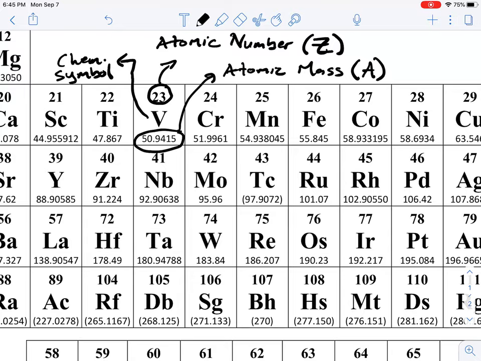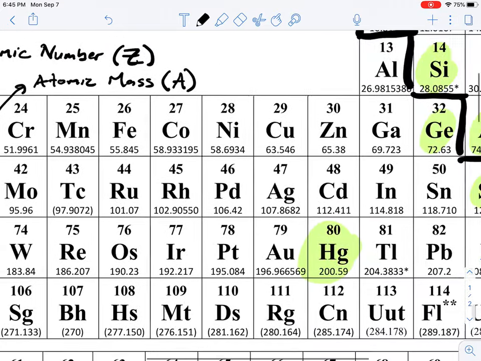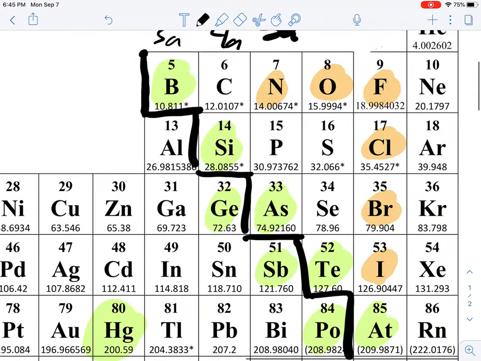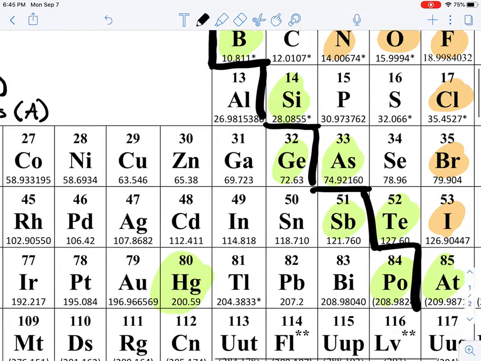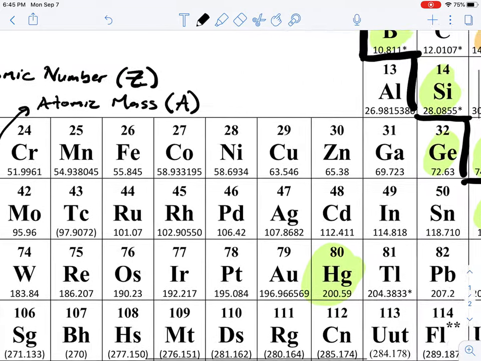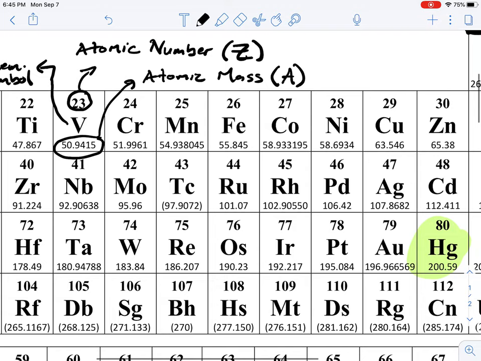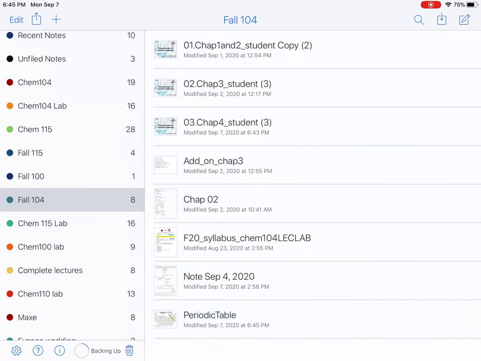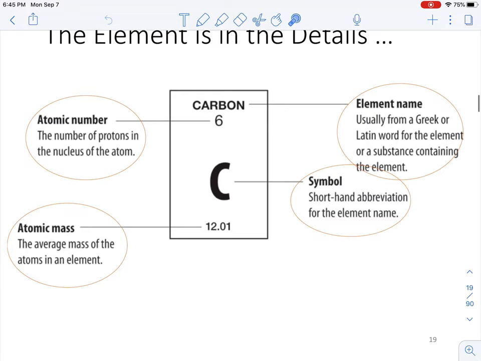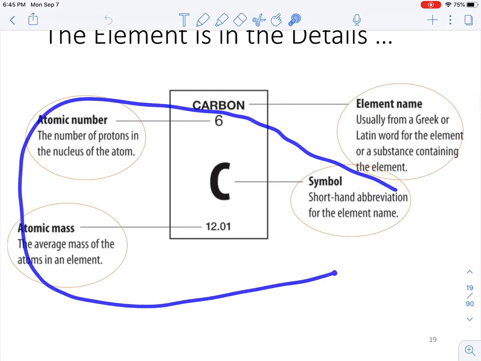And so you can look anywhere on the periodic table, as you can see on the screen, and the pattern kind of repeats itself. So we have the atomic number at the top, then we have the chemical symbol, and then we have the atomic mass. So basically everything here is what I've just discussed.